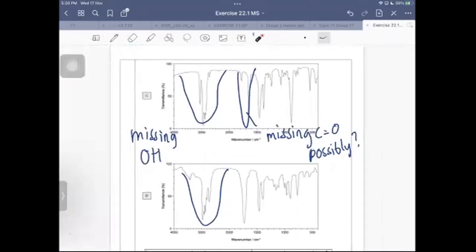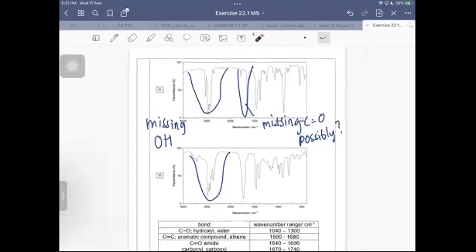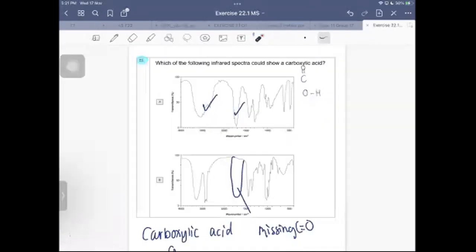C, I'm not sure if that is a C double bond O peak because it's too narrow, okay? But one thing for sure is the broad OH signal is missing, okay, as well as D. So don't be tempted to think that this belongs to the OH bond, okay, because usually OH is smoother, okay, and it's wider, right? So the best answer here would be A, because it's got both the peak for C double bond O and the peak for OH as well.